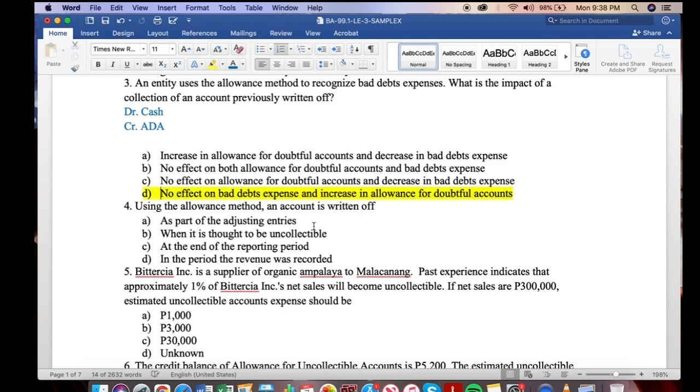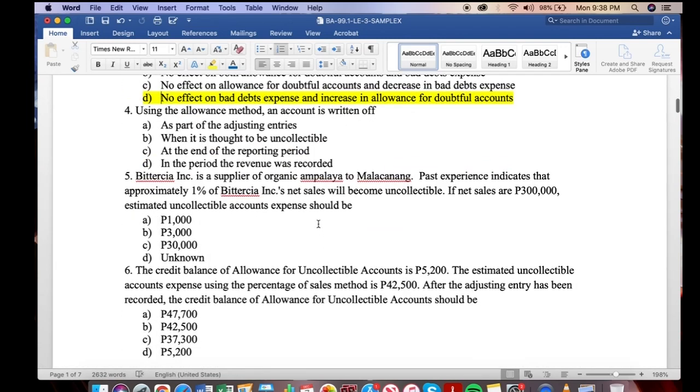Number 4, using the allowance method, an account is written off. A, as part of the adjusting entries. B, when it's thought to be uncollectible. C, at the end of the reporting period. D, in the period the revenue was recorded. Again, write-off happens when the customer actually will not be able to pay, so it is uncollectible. The answer is letter B.